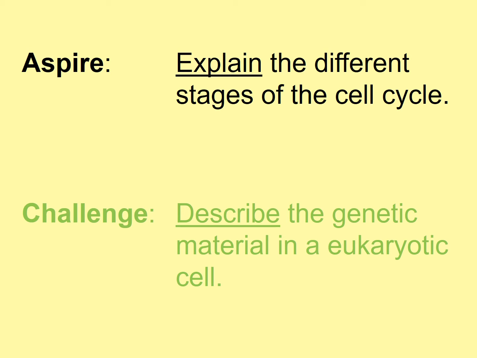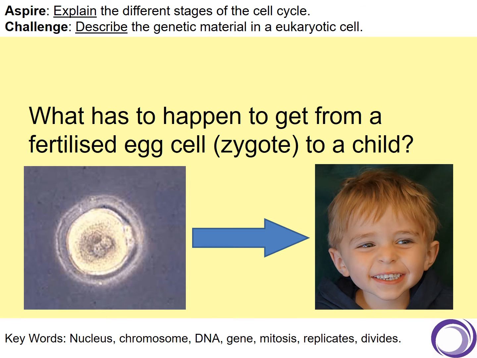So it'll go through about 50 divisions and then it will basically kill itself, because it could end up harming you if it doesn't. Interestingly enough, cancer cells don't do this. They carry on going through lots and lots of divisions, and that's why they make tumors.